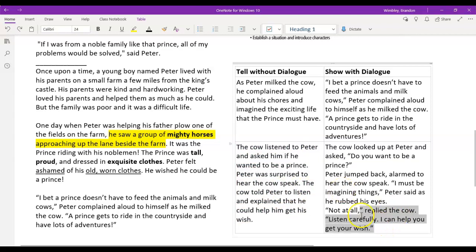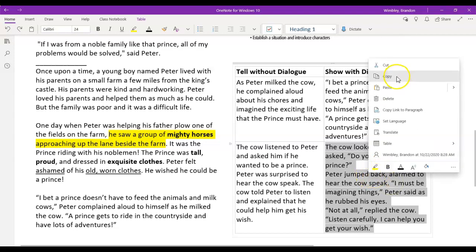So then I rewrote it as this, and let's see if you guys like it better. The cow looked up at Peter and asked, "Do you want to be a prince?" Peter jumped back, alarmed to hear the cow speak. "I must be imagining things," Peter said as he rubbed his eyes. "Not at all," replied the cow. "Listen carefully. I can help you get your wish."